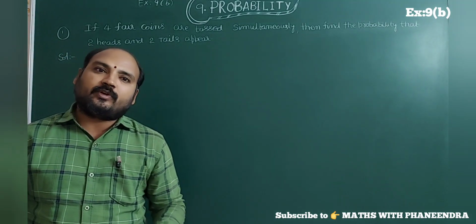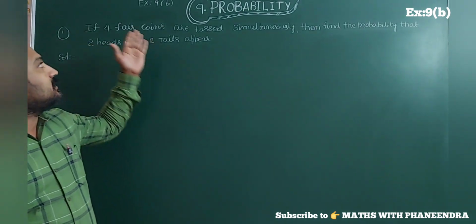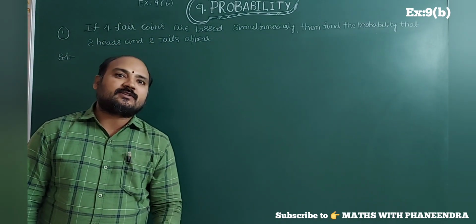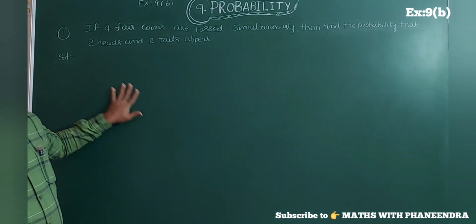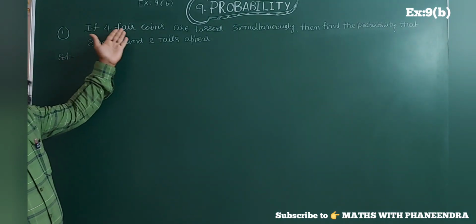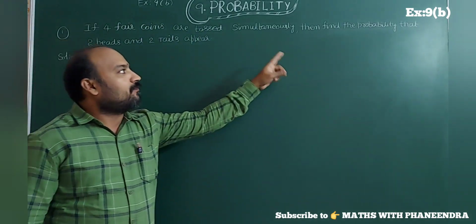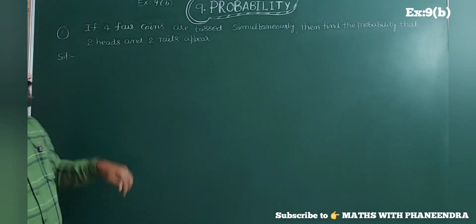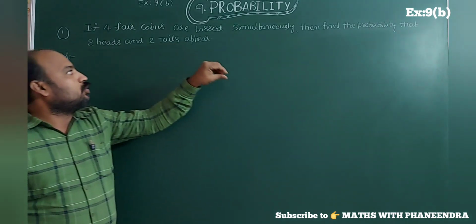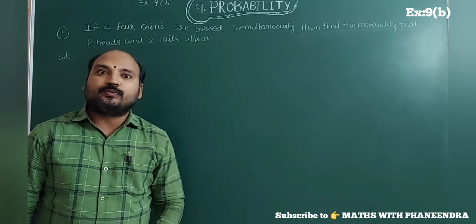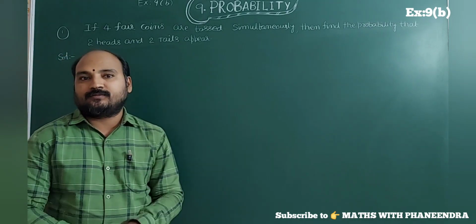In this video, we are going to discuss exercise 9B probability problems. Let us have a discussion. The first question in this session: if 4 fair coins are tossed simultaneously, then find the probability that 2 heads and 2 tails appear.